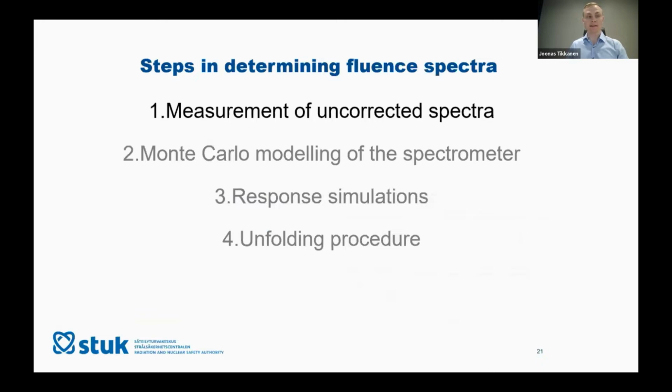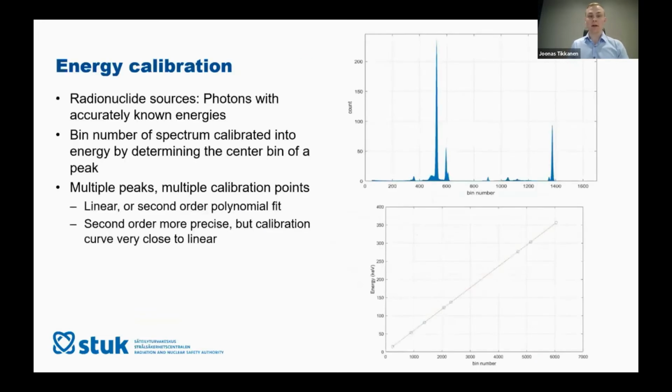And now, if we start measuring these X-ray tube spectra, what we first need to do is the energy calibration. So this experimental spectrum, the measured spectrum, is divided into these bins. This upper picture is what we get from the spectrometer itself. But now we need to somehow tie this bin number into the real energy. We can do this by radionuclide measurements.